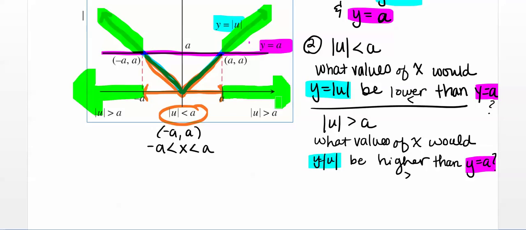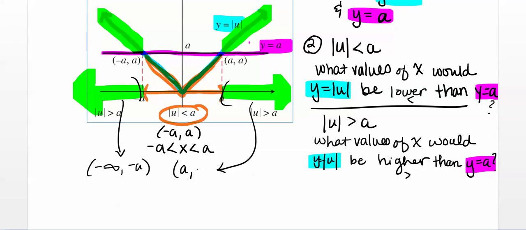Wow, that highlighter's big. That's okay. So that piece right there would be negative infinity to negative a. That piece right there would be a, because remember this is open, to positive infinity.